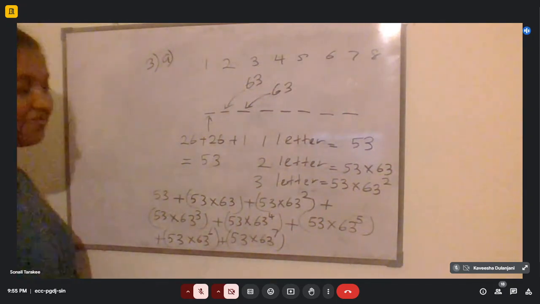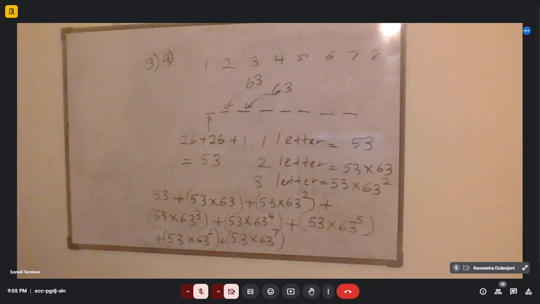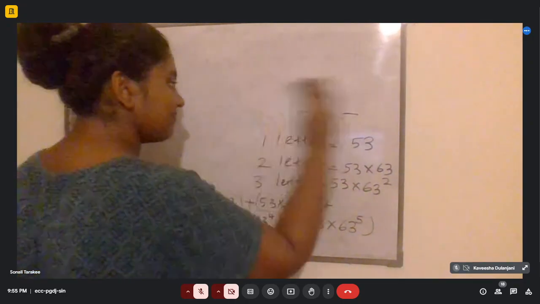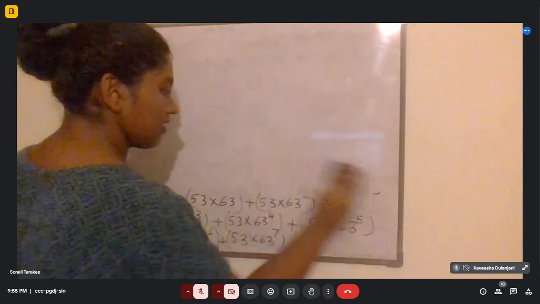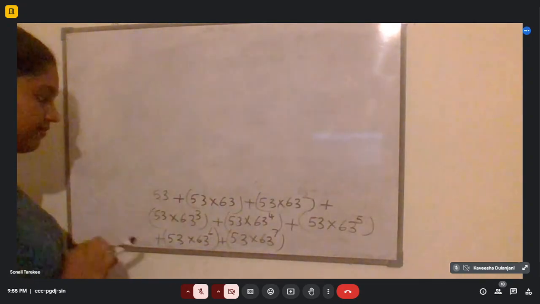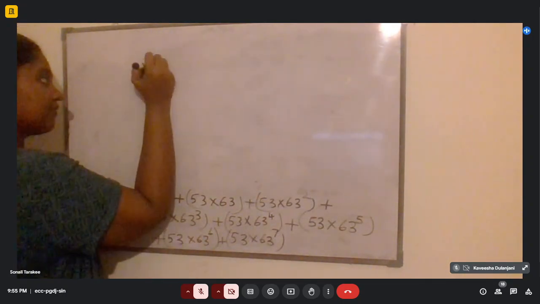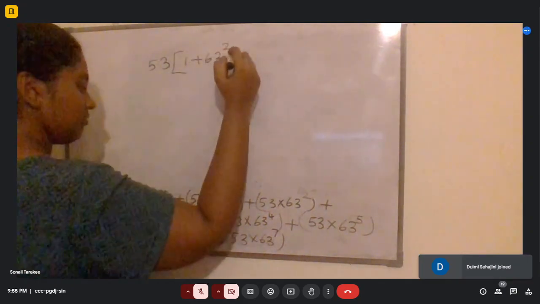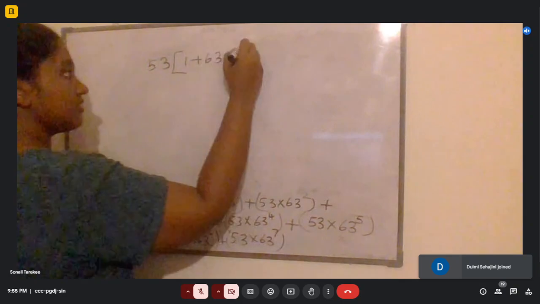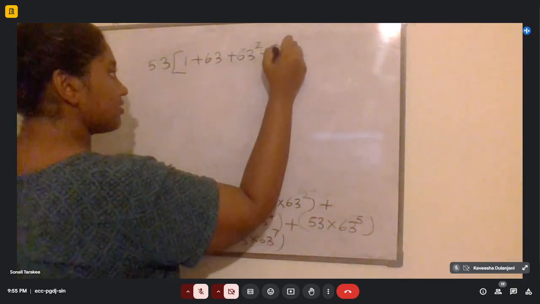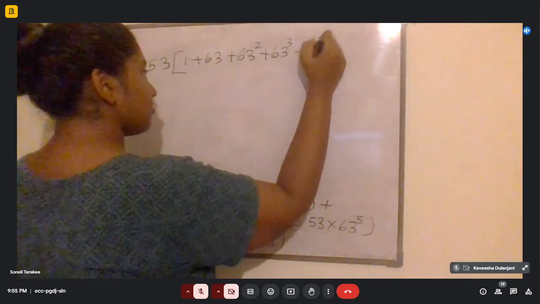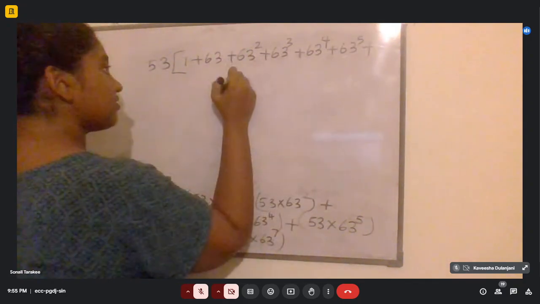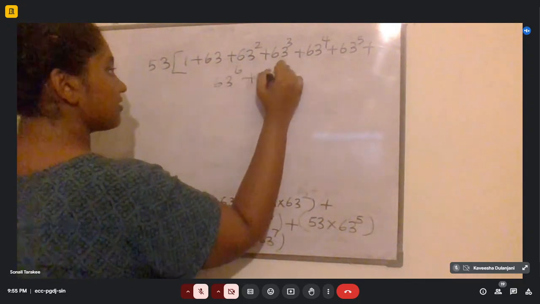If you want to simplify this one, so if you simplify this one, I'll take 53 out, then you have 1 plus 63, 63 to the power 2, 63 to the power 3, 63 to the power 4, 63 to the power 5, 63 to the power 6, and 63 to the power 7.